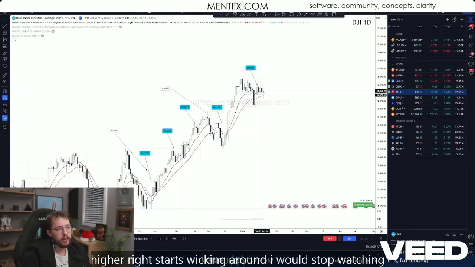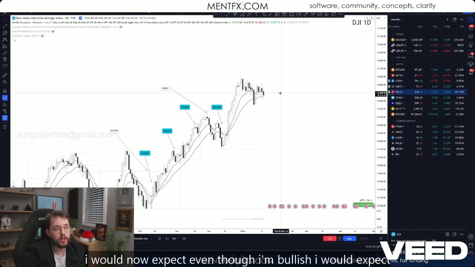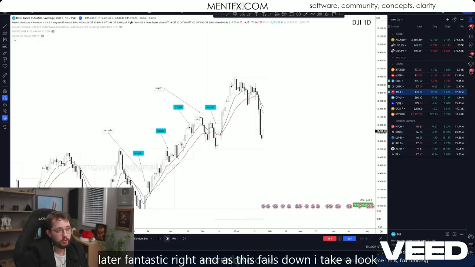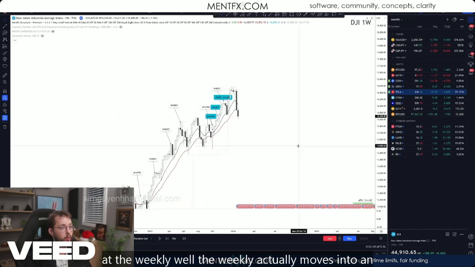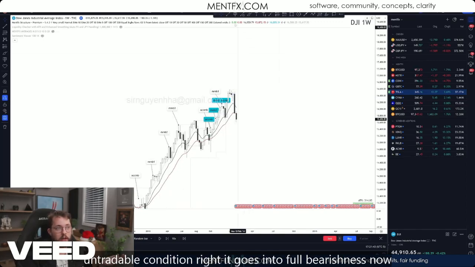Right? Starts wicking around, I would stop watching price entirely here. I do not like when price gets choppy. So I would now expect, even though I'm bullish, I would expect this to chop around and maybe start to move a little bit later. Fantastic. Right? And as this fails down, I take a look at the weekly. Well, the weekly actually moves into an untradeable condition, right? It goes into full bearishness.